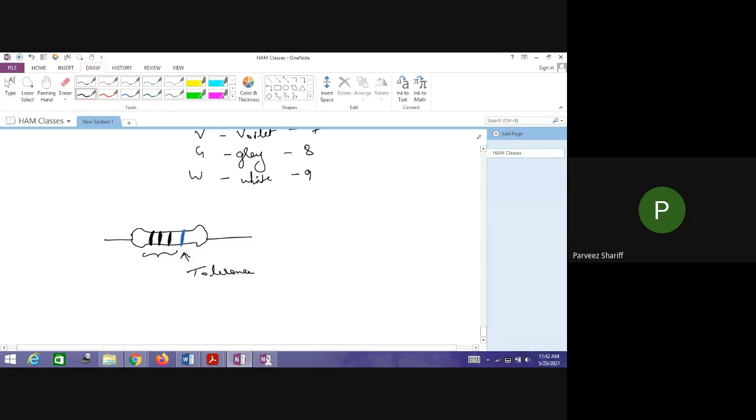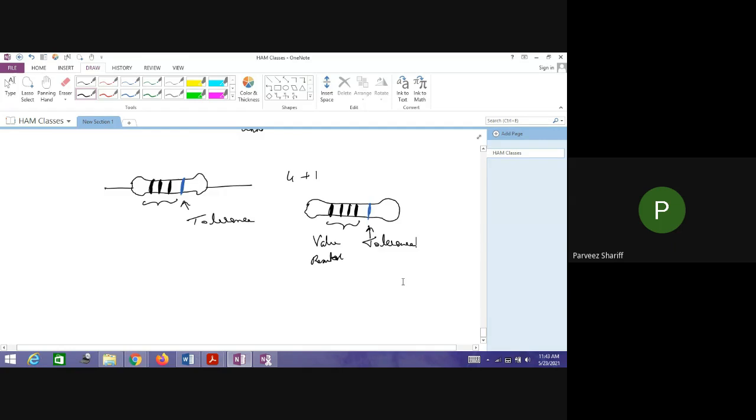Sometimes it will be 3 plus 1, sometimes it will be 4 plus 1. There are some resistors where we have 1, 2, 3, 4, and then the last. In this case, the 4 bands represent the value of the resistor, and the last band represents the tolerance value.